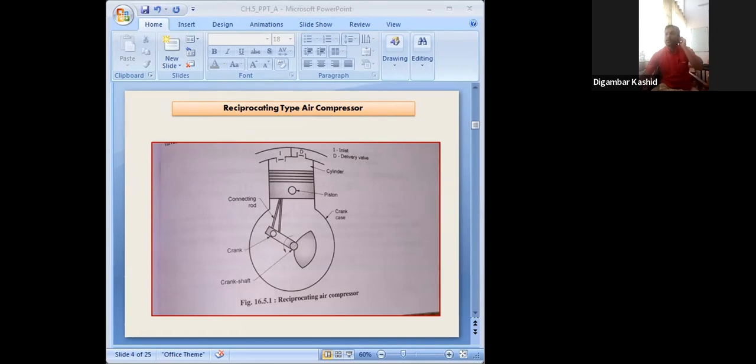Okay. Now, this is a single stage piston type or reciprocating type air compressor. Though this is a single cylinder, this single cylinder compresses the air, and it can provide pressure up to 10 bar.